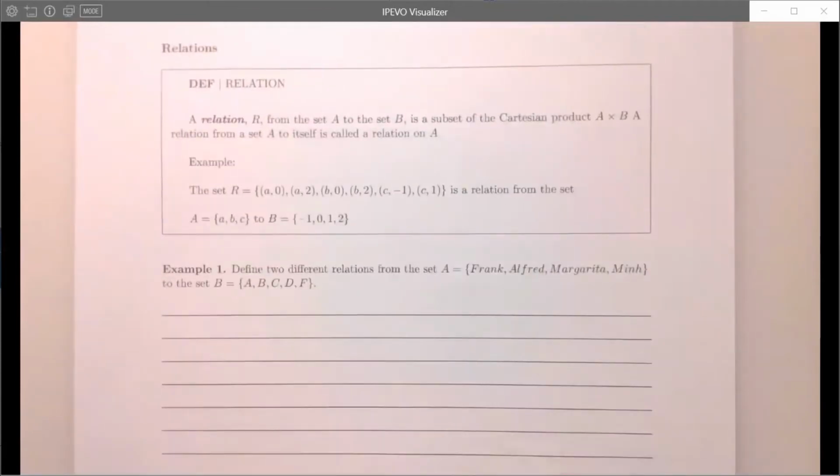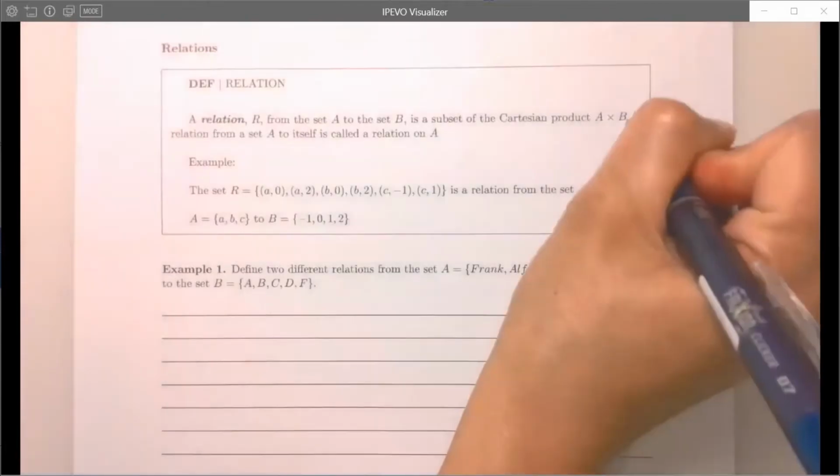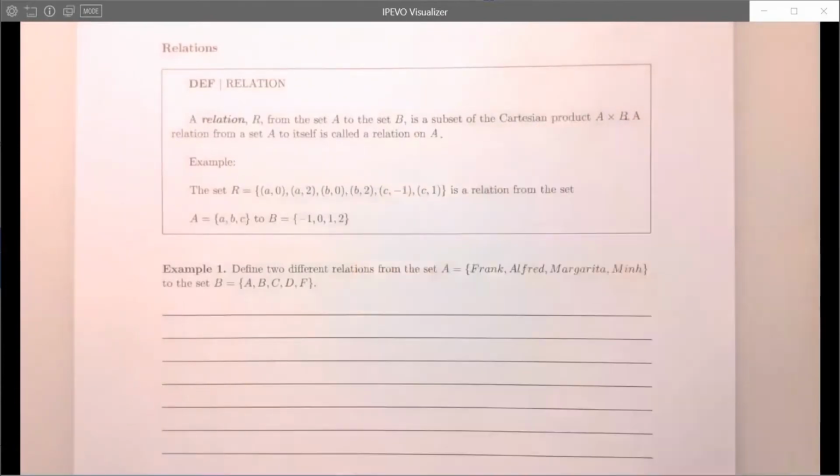So on to the first definition, which has to do with relation. A relation R from the set A to the set B is a subset of the Cartesian product A cross B. And a relation from a set A onto itself is called a relation on A. For whatever reason, these periods did not print on my notes, so I'll go ahead and include them there.